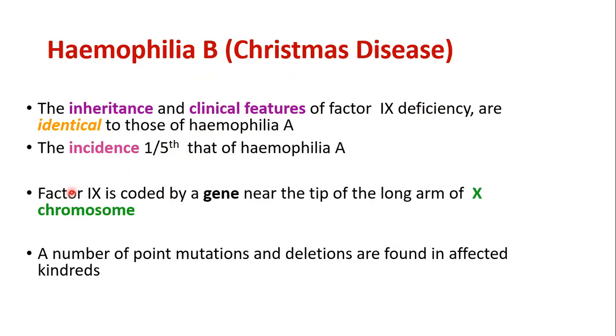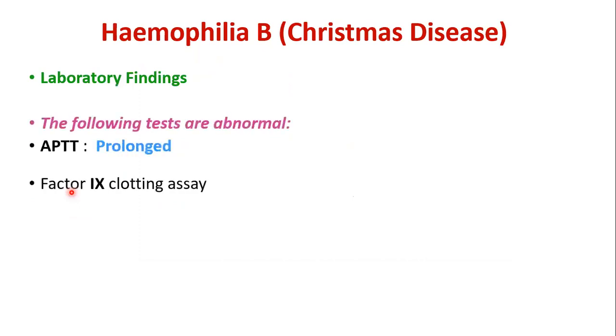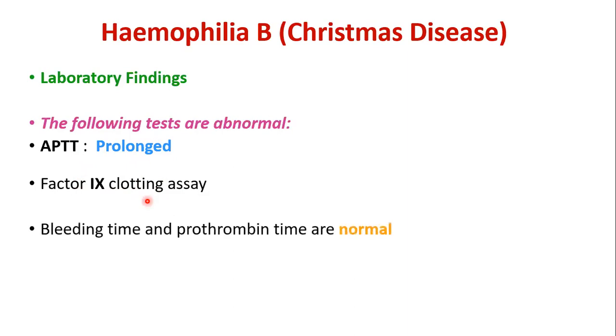So the gene is located on the X chromosome. So similar clinical presentation and also genetics. A number of point mutations and deletions are found. So lab findings, clinical presentation is similar. The following tests are abnormal: APTT is long, and factor 9 clotting assays can be done, which show reduced quantity. So here also bleeding time and prothrombin time are normal. That means platelets and the extrinsic pathway are normal.